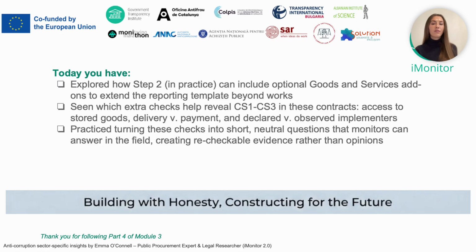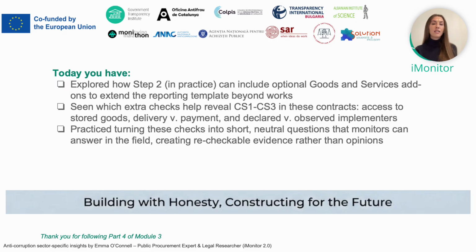Then we moved to declared versus observed implementers, patterns that point to Corruption Scheme 3, and sometimes even Corruption Scheme 2. So finally here we thought about who moves and installs the goods, and what happens after delivery. The add-on asked whether any third-party logistics providers or installers were used who are not listed in the contractor or subcontractor list, and it asks whether warranty activation, user manuals and basic training reached the end user.